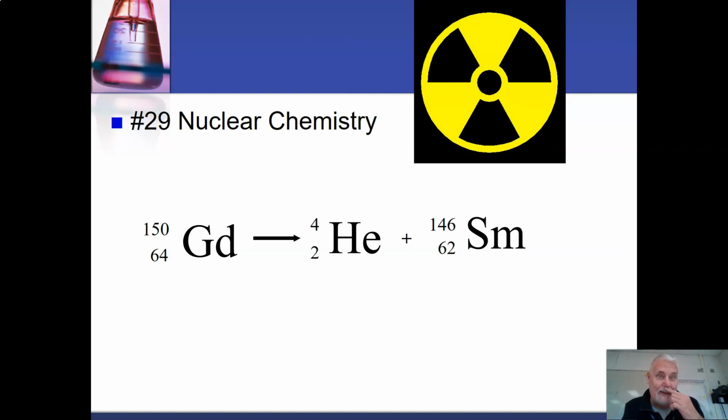So that's what nuclear particles do. Some of them give off electrons, some of them give off just plain old energy like gamma radiation. But remember, all the top numbers or mass numbers have to be equal, and all the bottom numbers have to be equal.